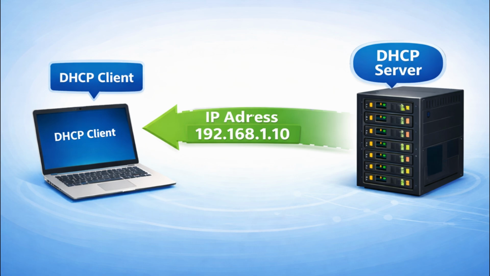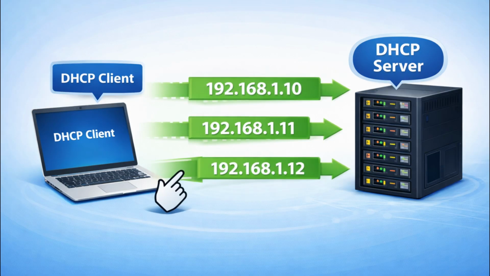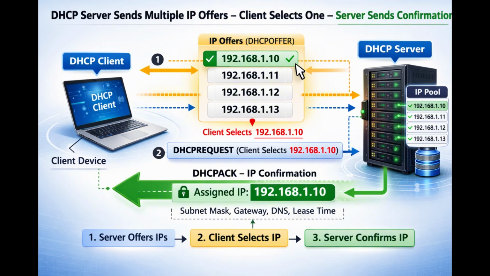If multiple DHCP servers exist, the client may receive multiple offers. The client selects one offer and sends a DHCP request message. The message says, I accept this IP address from this specific server. This is also broadcast so the other DHCP servers know their offer was rejected. The server sends DHCP acknowledge. This confirms the IP address is officially assigned. The release timer starts. Now the device can communicate normally.